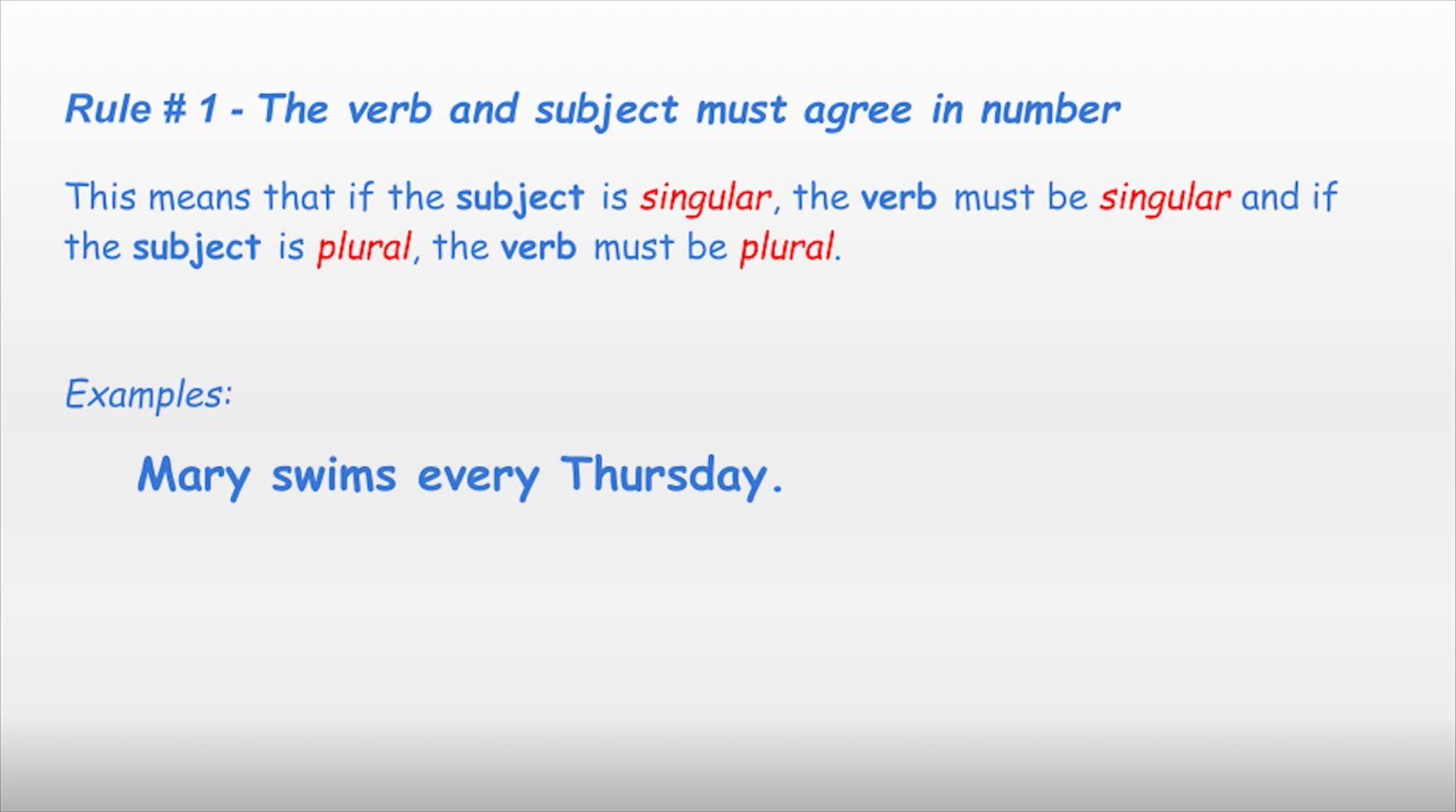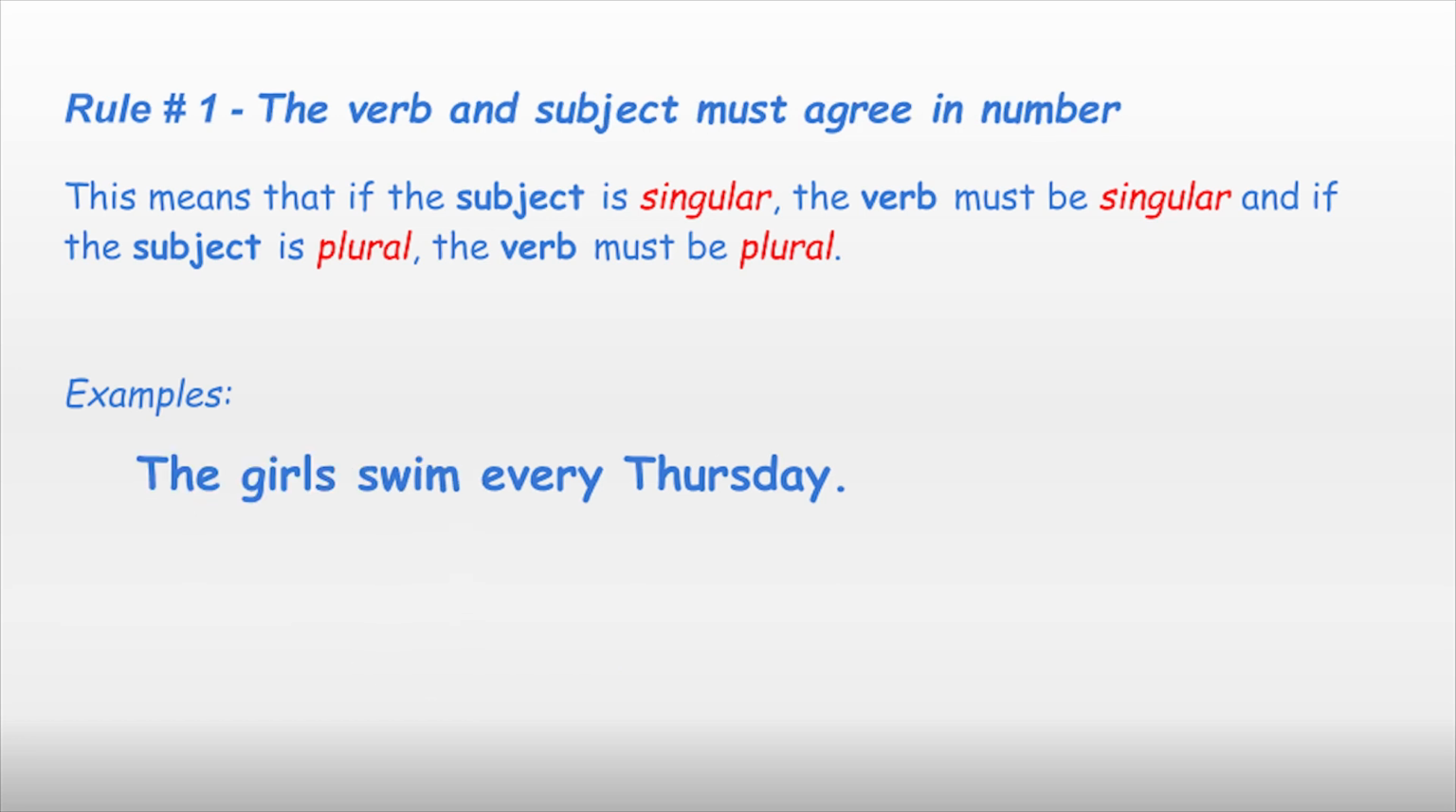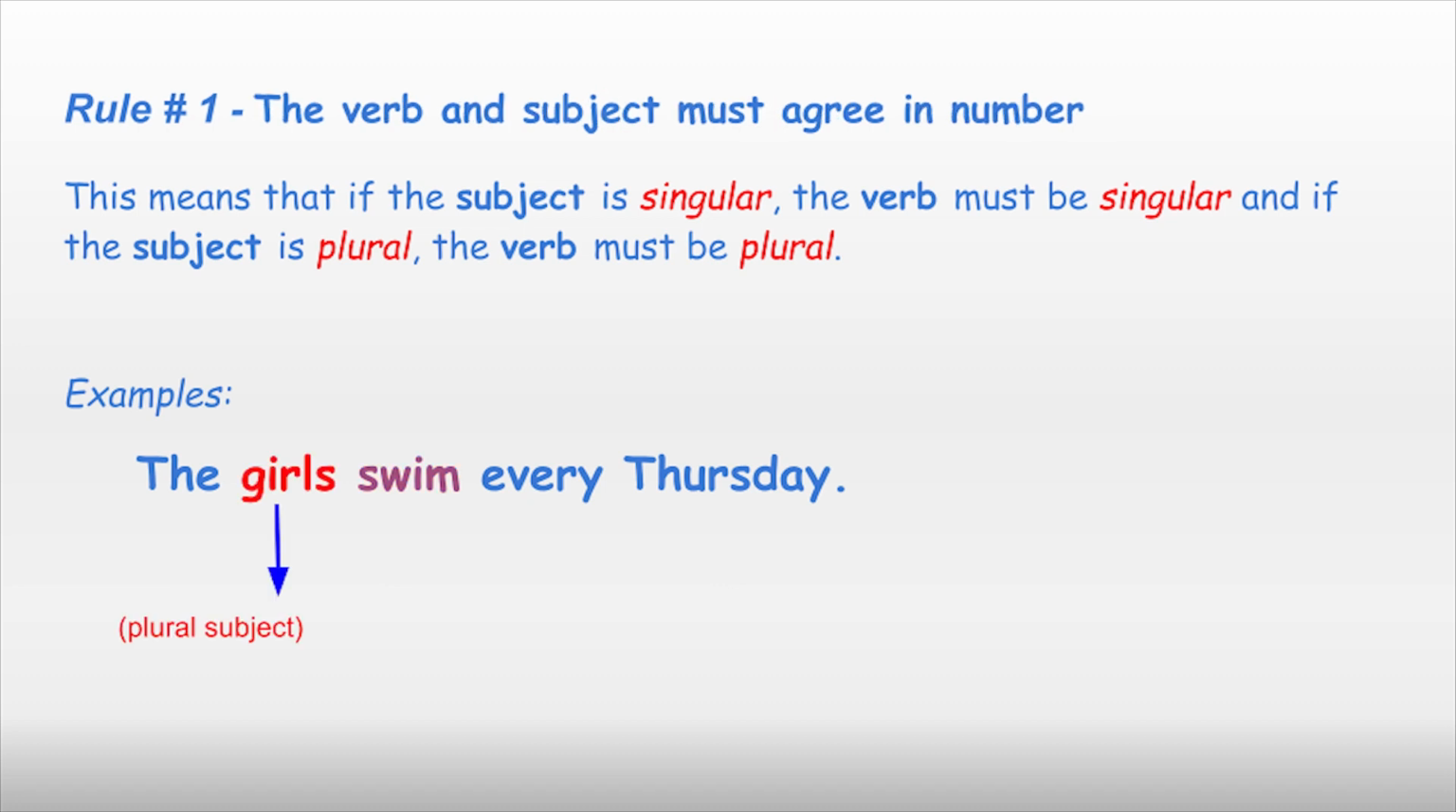For example, Mary swims every Thursday. In this sentence, Mary is a singular noun, so this sentence has a singular subject. Therefore, it must agree with a singular verb, which is swims. Hence, our sentence, Mary swims every Thursday. In our next sentence, the girls swim every Thursday. In this sentence, we have a plural subject, girls, which must agree with a plural verb, swim. Notice we have swim and not swims. So the plural subject, girls, agrees with the plural verb, swim.